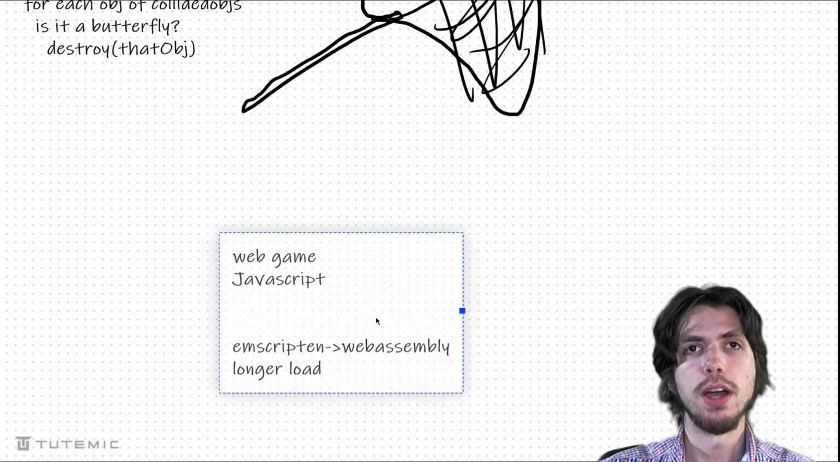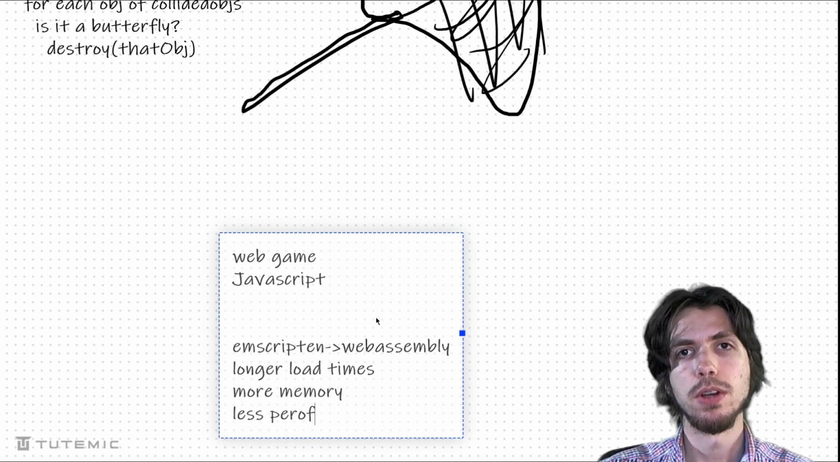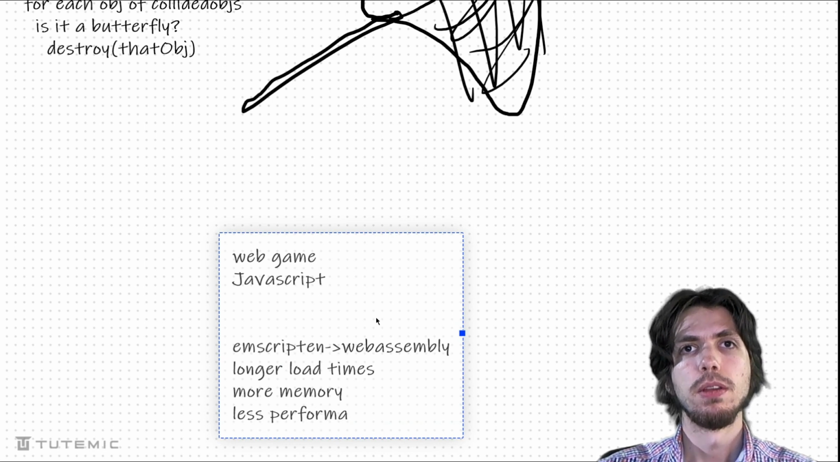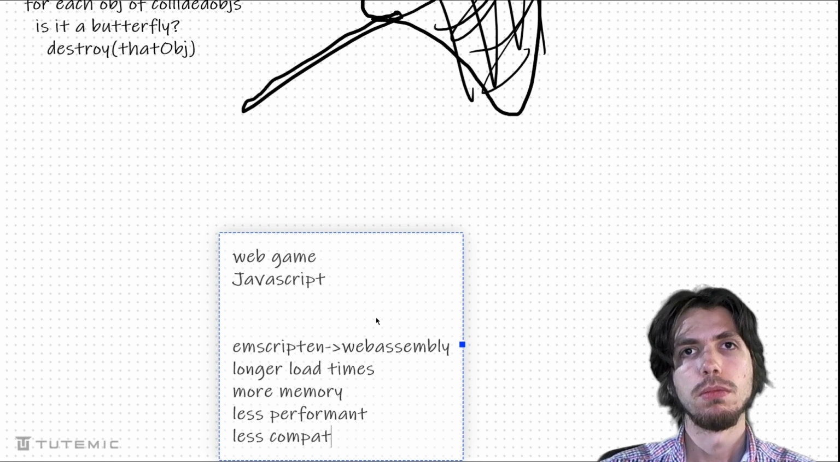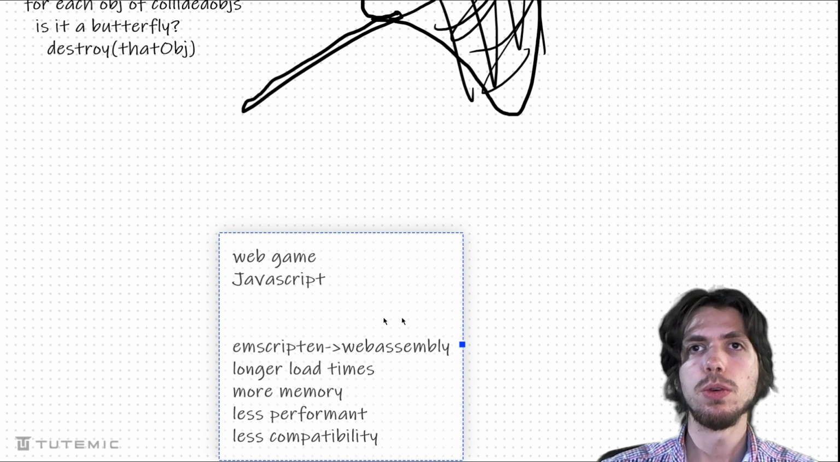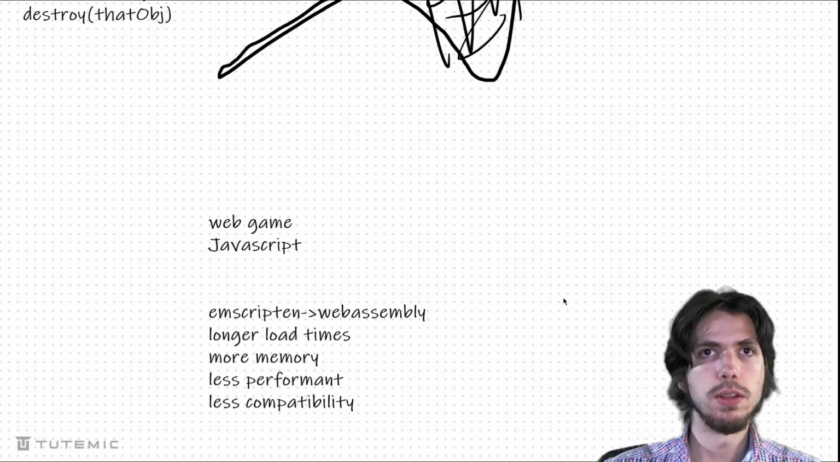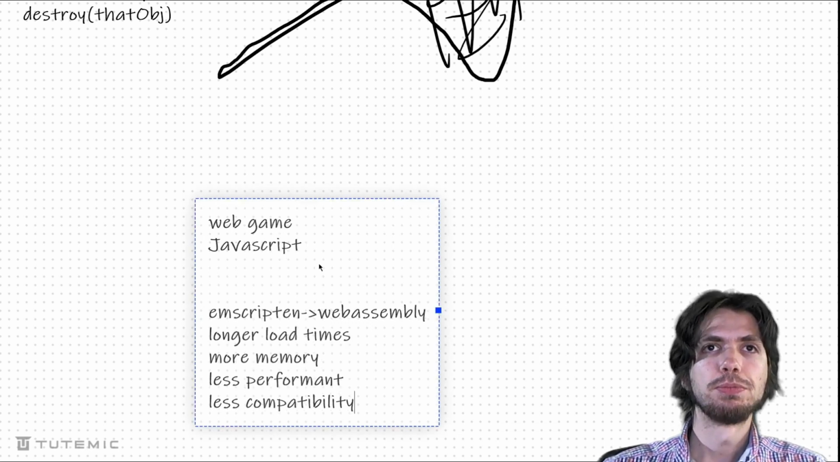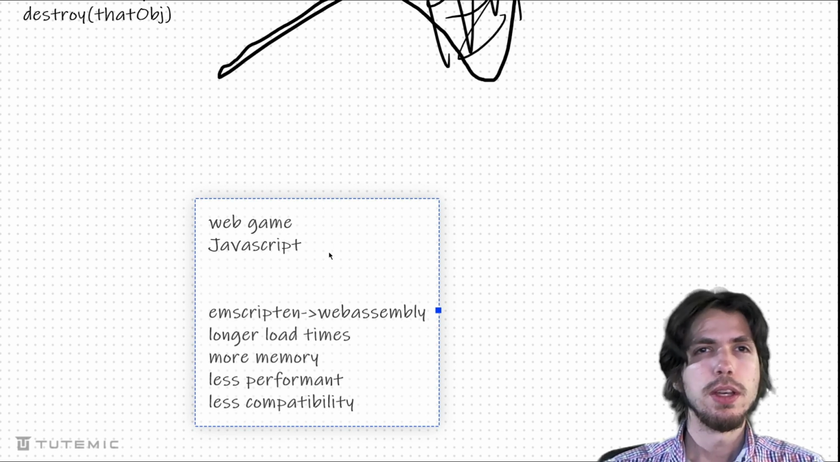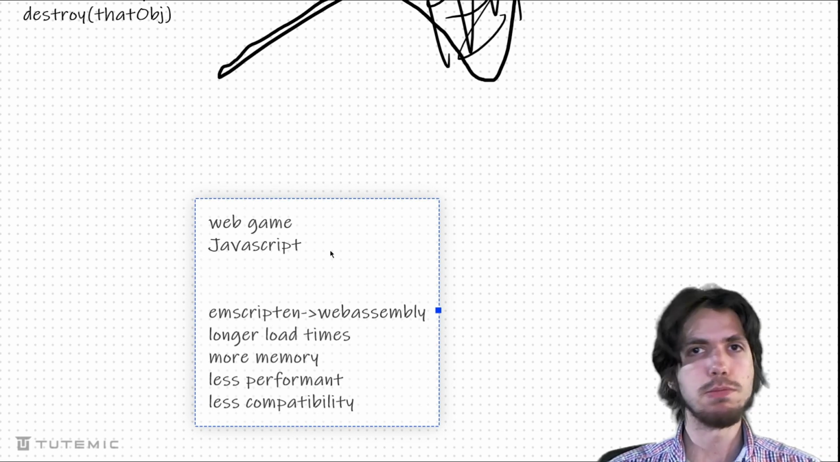You got longer load times. You're using more memory. It's less performant, so fewer frames per second. Okay, what else? Less compatible. Compatibility. Okay, so there are many mobile devices that don't support the WebAssembly that you got through Emscripten and all this kind of stuff. It's just not as well supported. Also, just cross-browser support is less consistent. It's not very good, in my opinion.